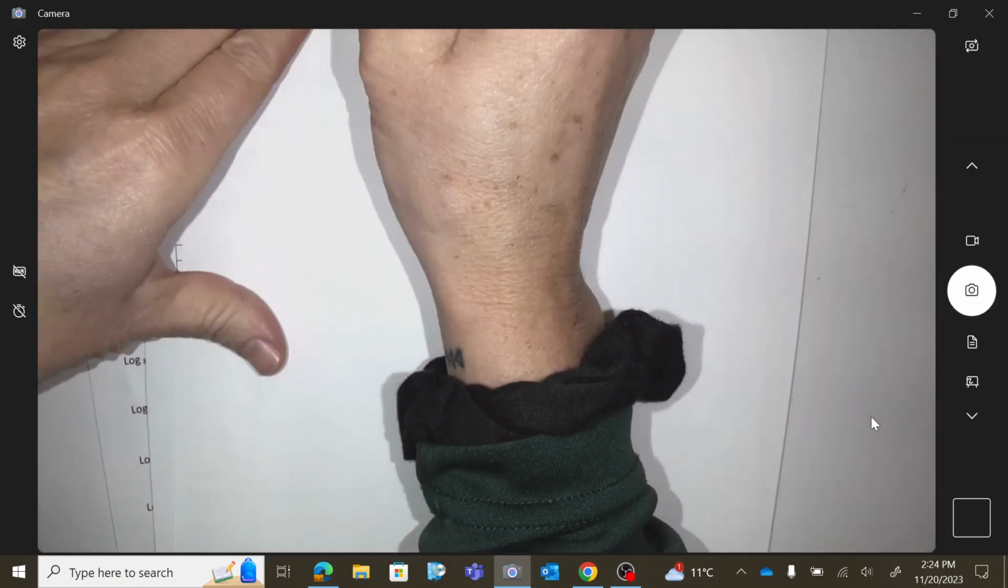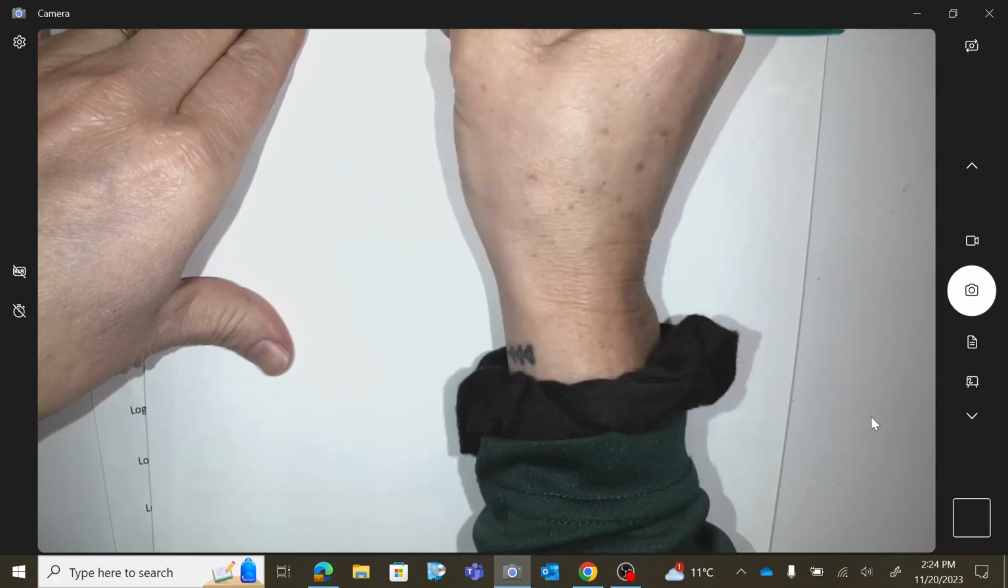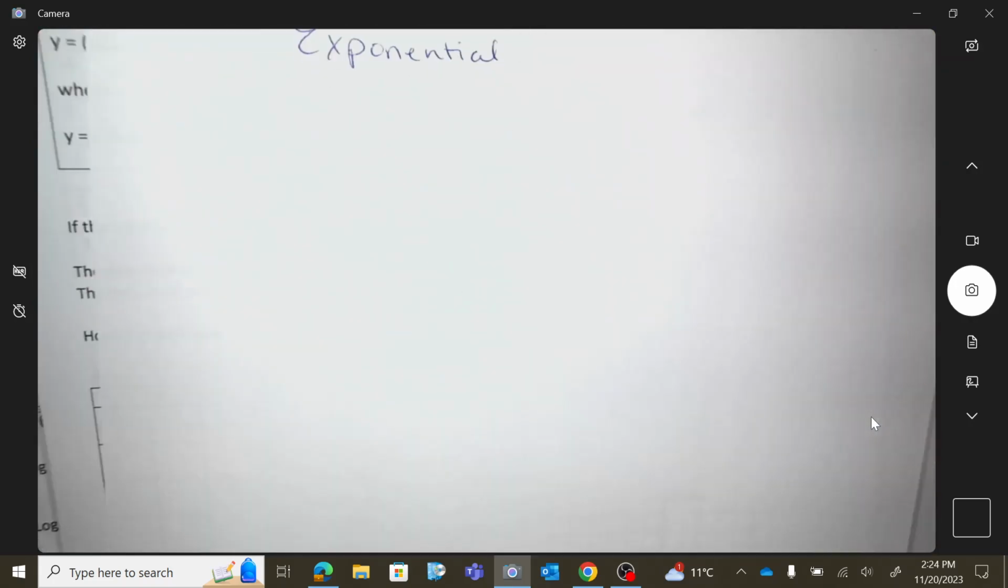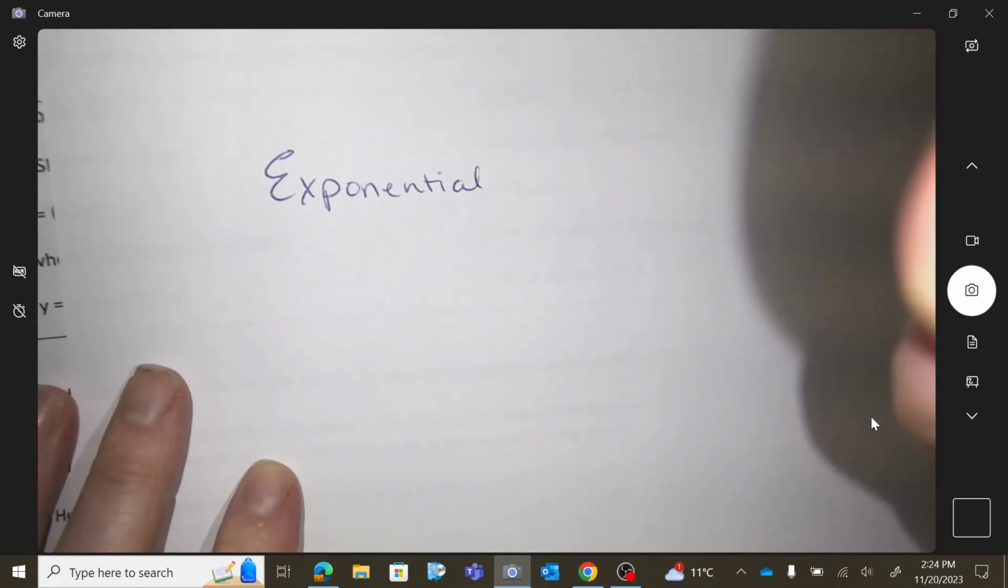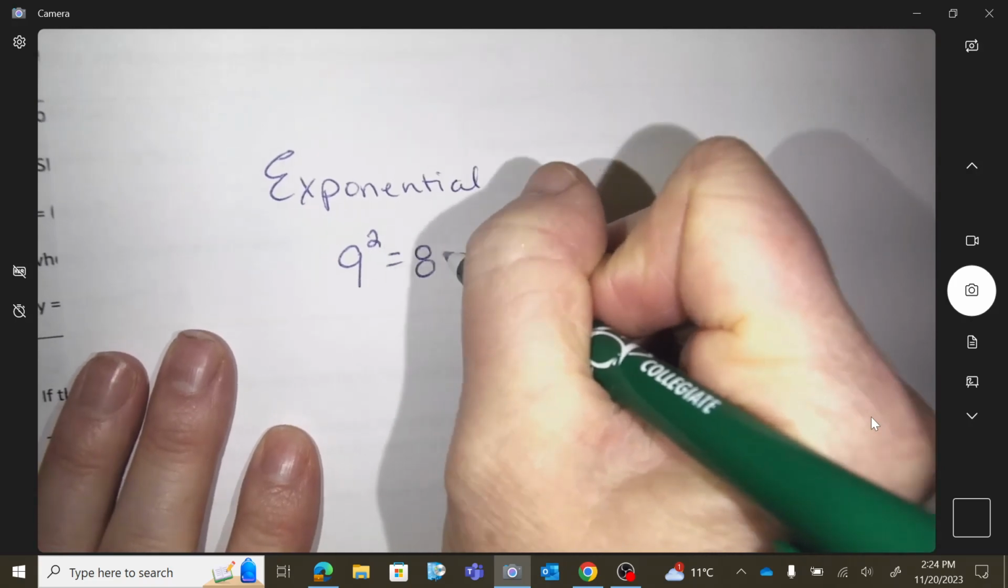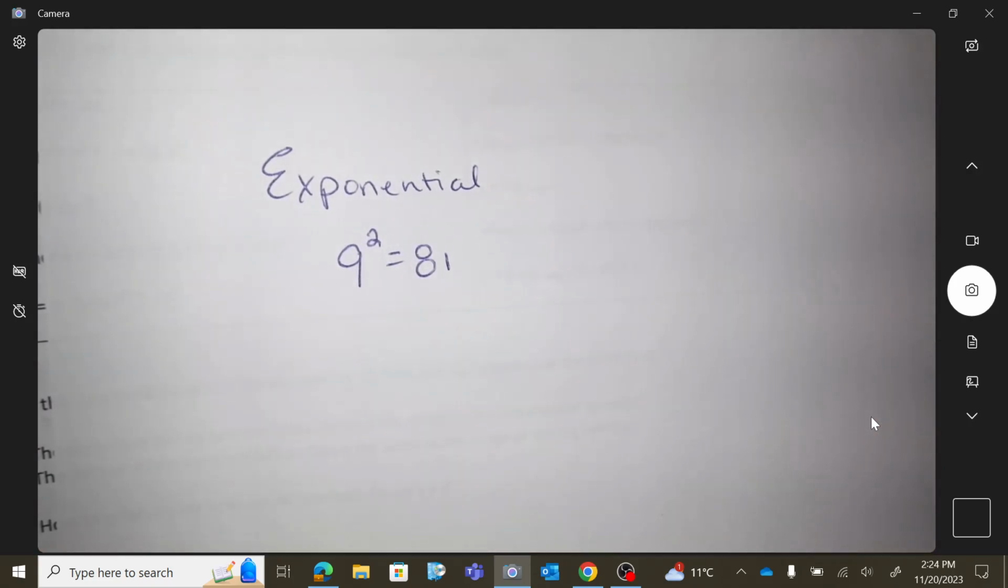Okay, so exponential, don't write this down. It's kind of in your book, but I'm just going to recap. So an exponential function would look like this kind of idea. 9 squared equals 81. Okay, that's an exponential.